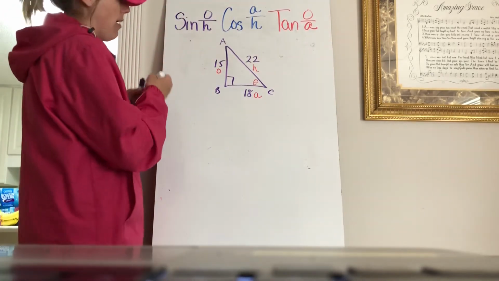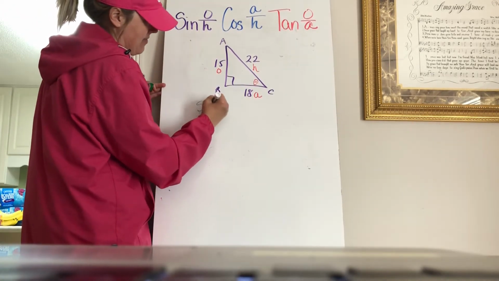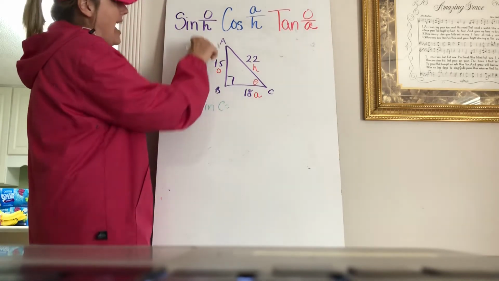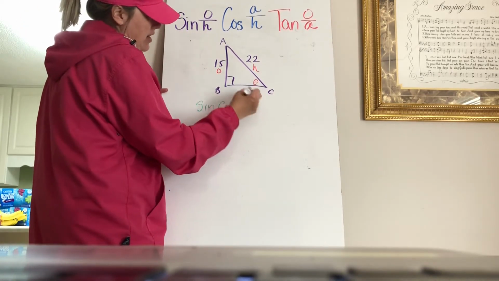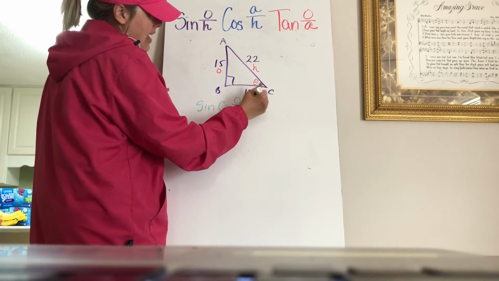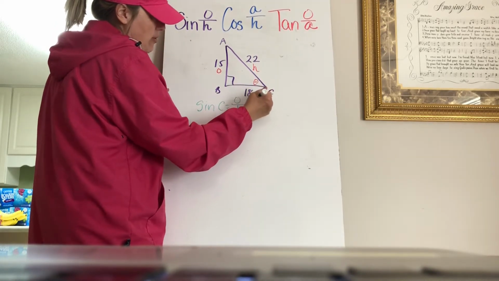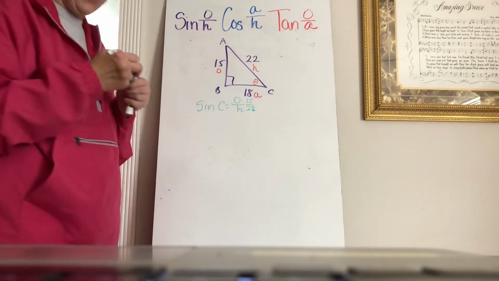So let's just say I was doing the sine of C. Well, sine is opposite over hypotenuse. Opposite is 15. Hypotenuse is 22. There's your ratio, guys. That's all that is.